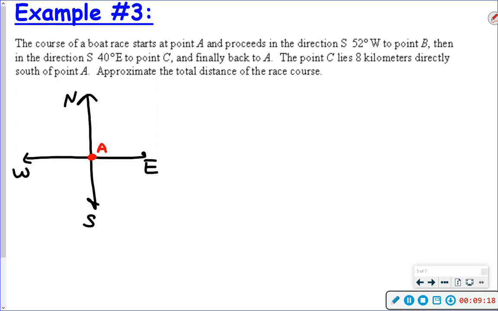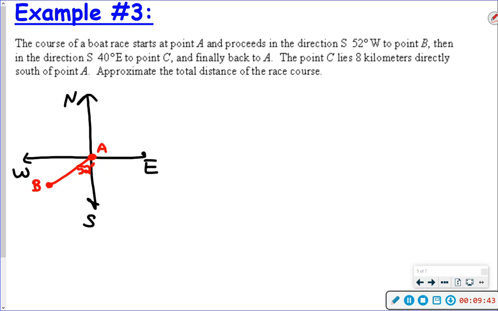I'm not, again, going to get a protractor and measure, but I'm like, okay, 52 degrees, I don't know, let's go with that. To point B, and so this is going to be 52 degrees. Keep on reading. Then in the direction, so we're at B, of southeast to C. Now, hang on. I'm a little like, oh God, where do I put C?